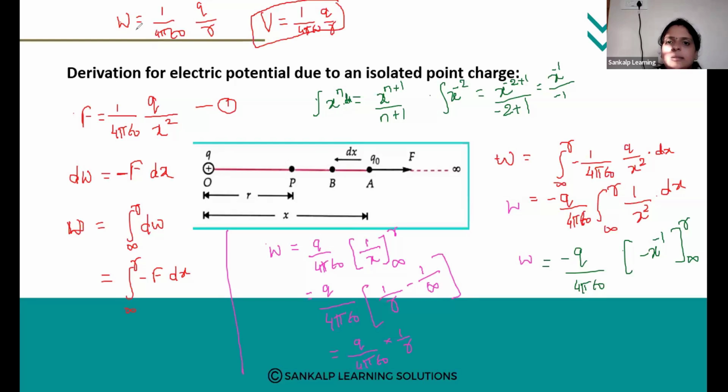Yes. Okay, we can also write it as what? V is equal to K into Q by R, we also say. So K is nothing but what? 1/4 pi epsilon naught. K is nothing but 1/4 pi epsilon naught. So therefore, V is equal to KQ upon R.